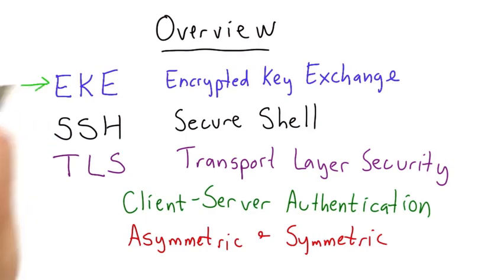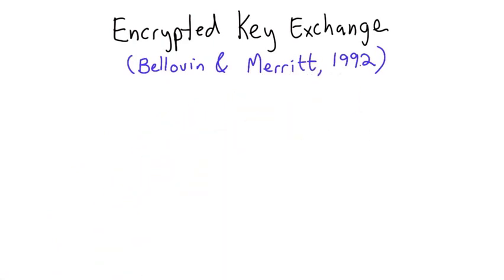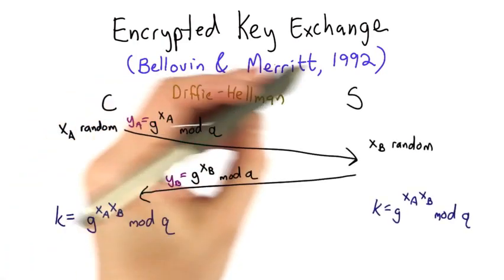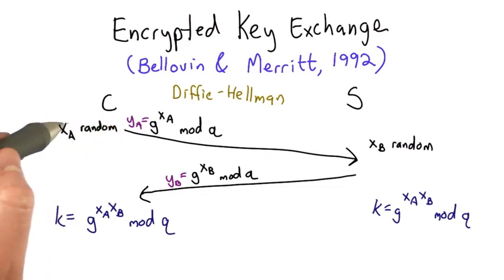We'll start by talking about encrypted key exchange. The idea for this protocol comes from Steve Bellovin and Michael Merritt back in 1992. There have been many, many variations on this protocol, many of which are still in use today. And this protocol starts from Diffie-Hellman, which you should remember from Unit 3, where each party starts.